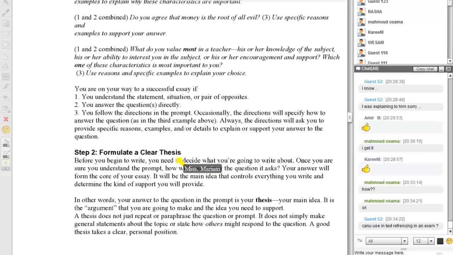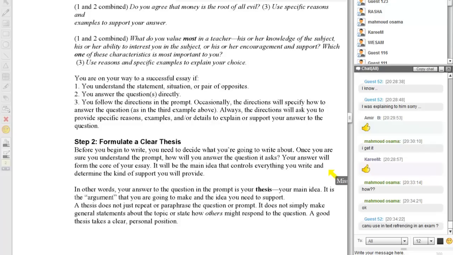Can we use in-text referencing in an exam? Well, I can't get your question, guest 52. Would you please change your name from guest 52 into your name? I didn't get what you mean.